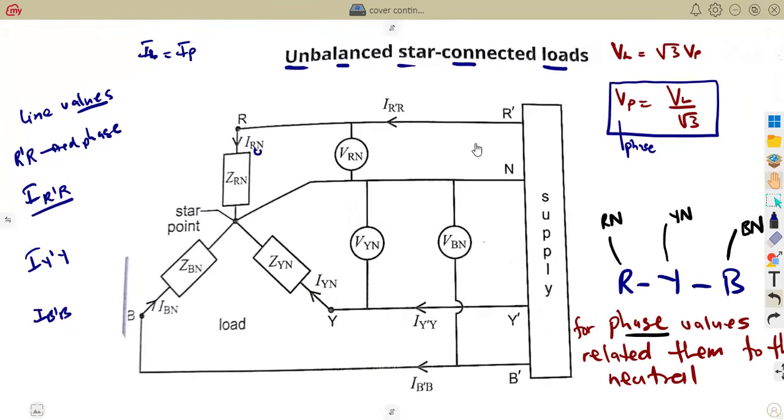How are you going to note them? Like I said, for the phase values, if we just relate them to the neutral, it's going to be easier for you to take them in that manner. Then also, using the phase sequence of red, yellow, blue, it is going to help us to have the vector diagram. So we're going to talk of how to calculate the voltages, the currents and so on. Let me just indicate this part before we talk of the calculations.